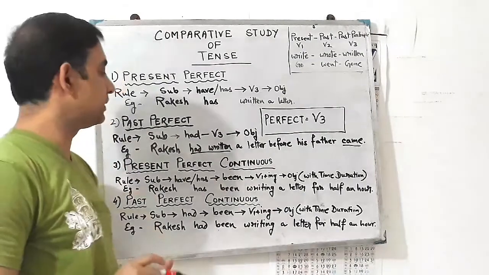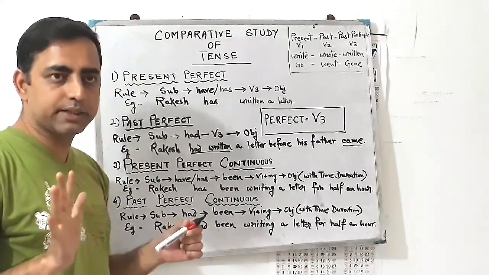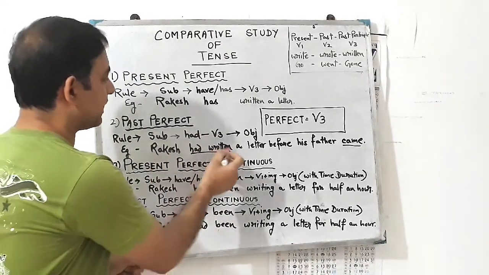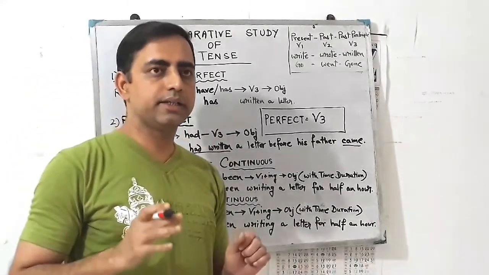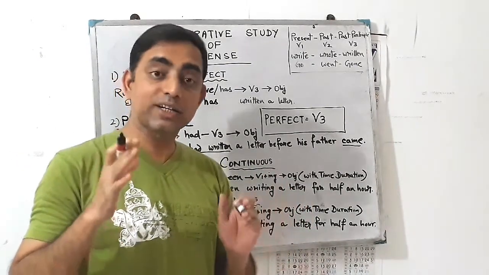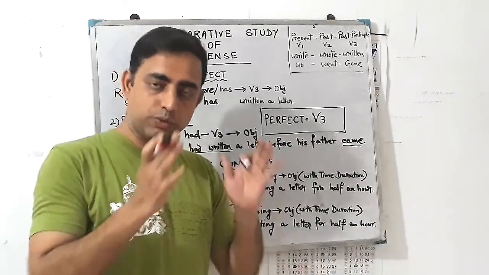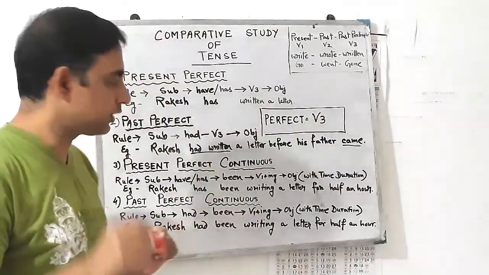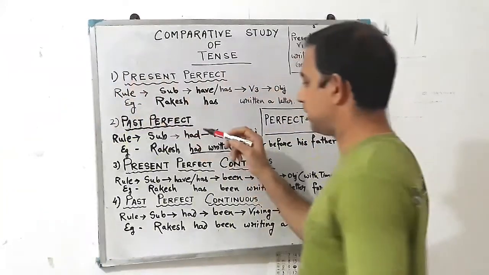So just know that we should not write a simple past in past perfect tense. That means we should not write Rakesh had written a letter, full stop. We should not say I had gone to school, full stop. Instead, we should say I went to school. So I think you have understood the comparative study of present perfect and past perfect tense.